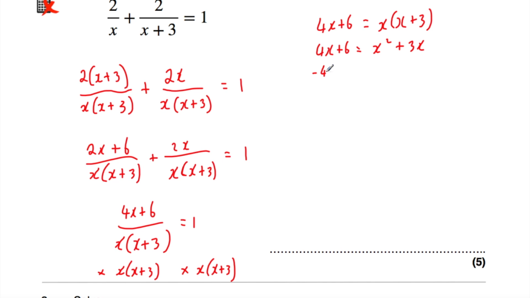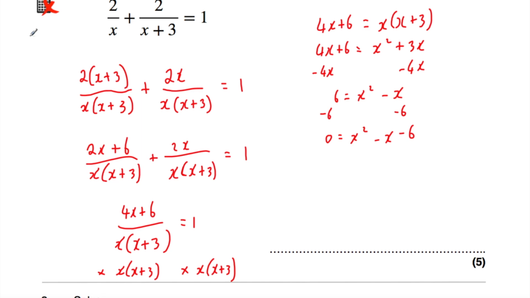So let's take away 4x from both sides to begin with. If we take away 4x from the left-hand side, we'll just be left with 6. And then on the right-hand side, we had x squared plus 3x, but we're taking away 4x, that'd be minus 1x, or just minus x. And then finally, we want it to equal 0, so let's take away 6 and take away 6. So on the left-hand side, we're going to have 0, and on the right-hand side, we're going to have x squared minus x minus 6. So that's fantastic. We've now got a quadratic equation.